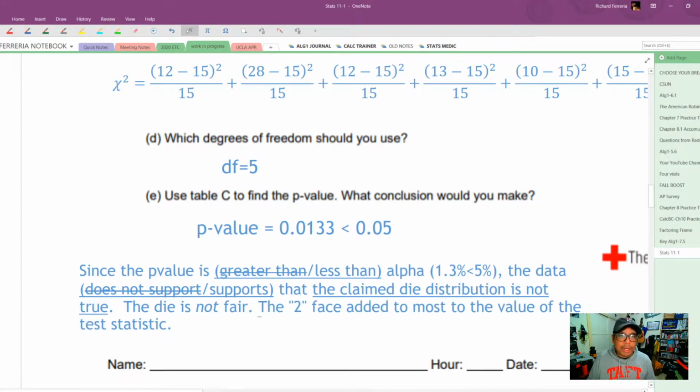And then based on the arithmetic that we did, the 2 face, that was the one that showed up 28 times. That's the one that added the most to the value of the test statistic.